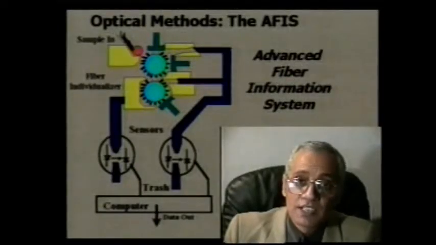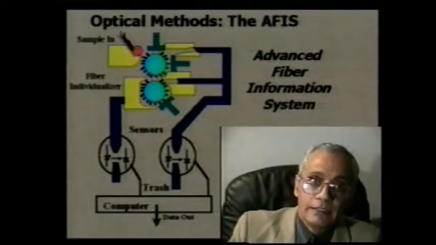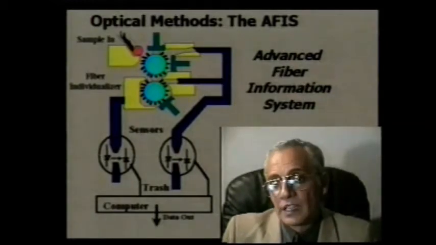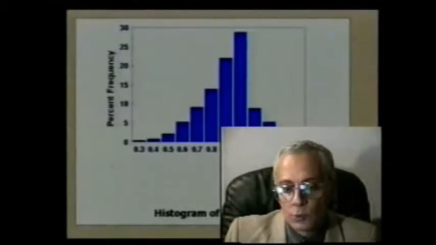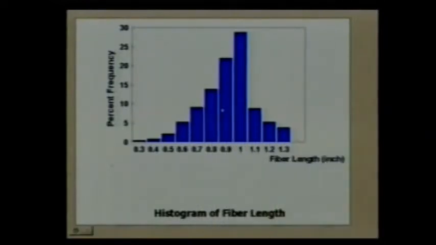The AFIS does an excellent job in doing that. Optically monitor the fiber length and give you a complete fiber length distribution. Look at this. This is a typical output of the AFIS, where you have a complete profile of the fiber. Here is the fiber length values. Here is the percent frequency of the fibers. And looking at this graph will provide you with a complete idea about the range of fiber length in the sample.